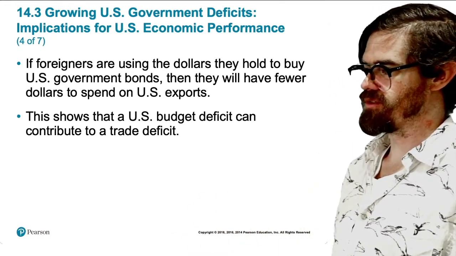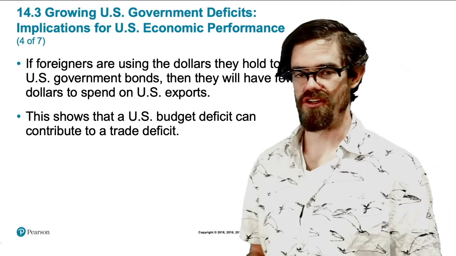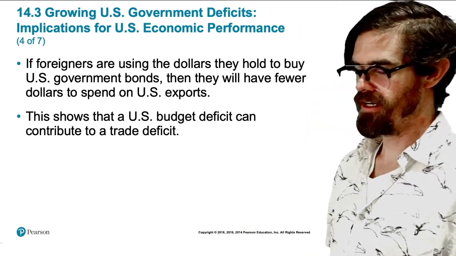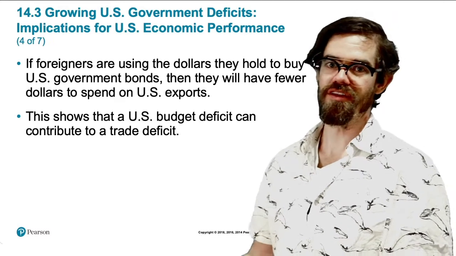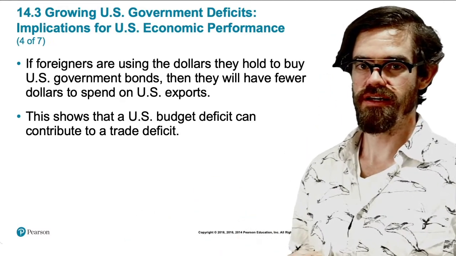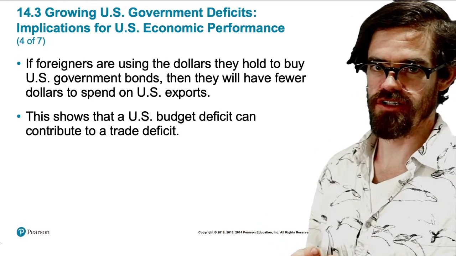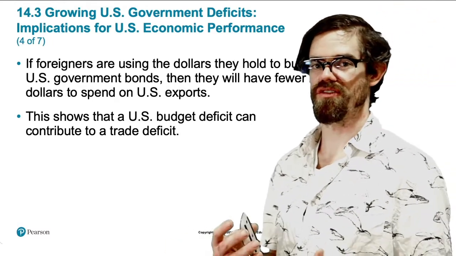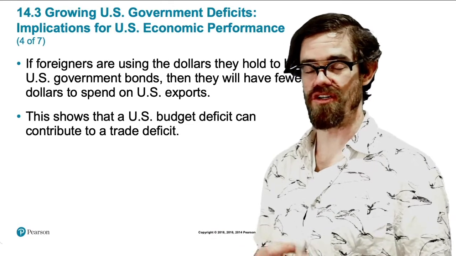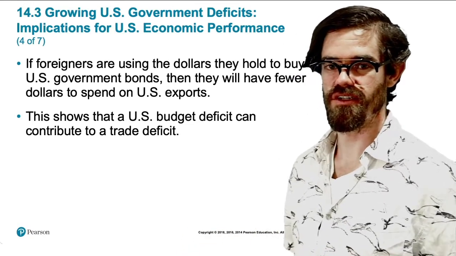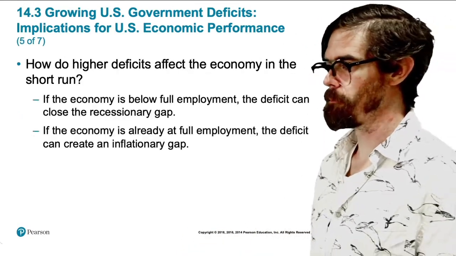This shows that the U.S. budget deficit can contribute to a trade deficit, right? So again, if foreigners are lending us their money, they have less of that money to spend on our goods, on our exports. So that's how the budget deficit and trade deficits are related.